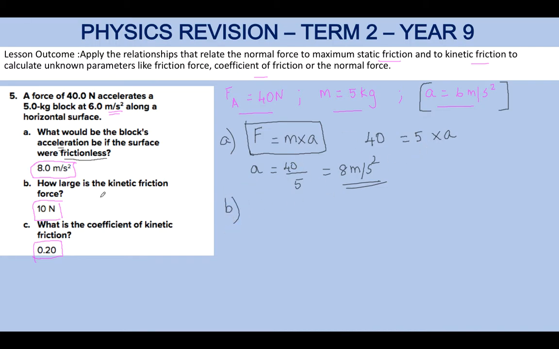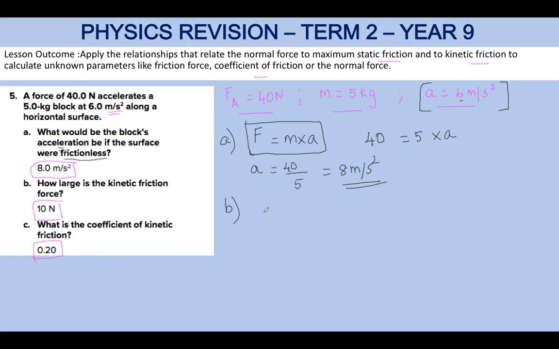Now for part B, how large is the kinetic friction force? So this is a real situation here. See, actually the object is accelerating with 6 meters per second square, not with 8. So there is something that is slowing it down. There is an opposing friction force acting on it. So how do we find that?